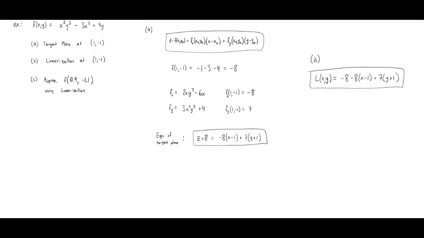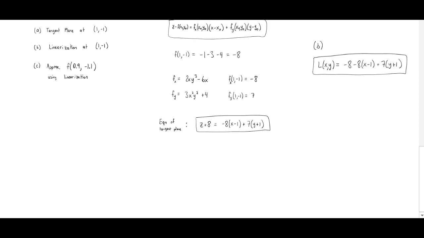And then finally, let's see here, part C, I will do it down here. So this point that we're trying to evaluate our function at, notice how this point is really close to the point 1, negative 1. So therefore, I could approximate my function using the linearization that we just found. Okay. All right. So instead of plugging into the function, we're going to plug it into the linearization to get an approximation.